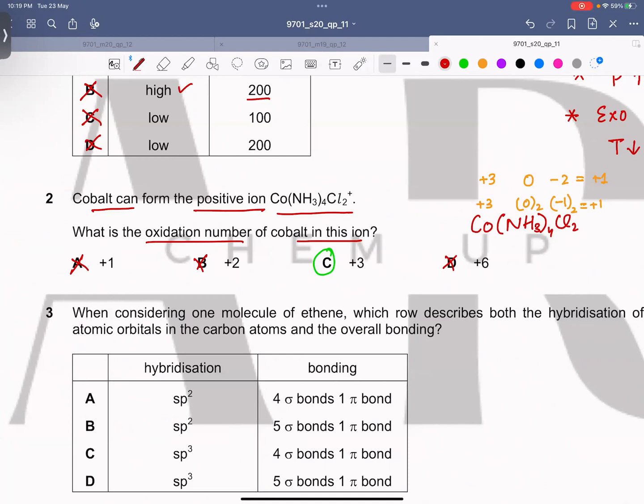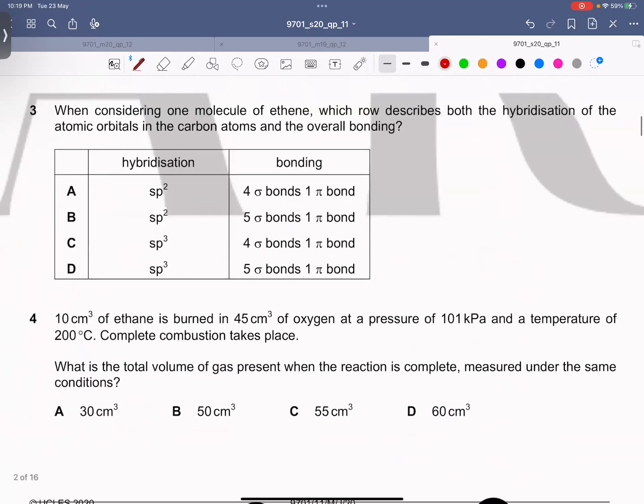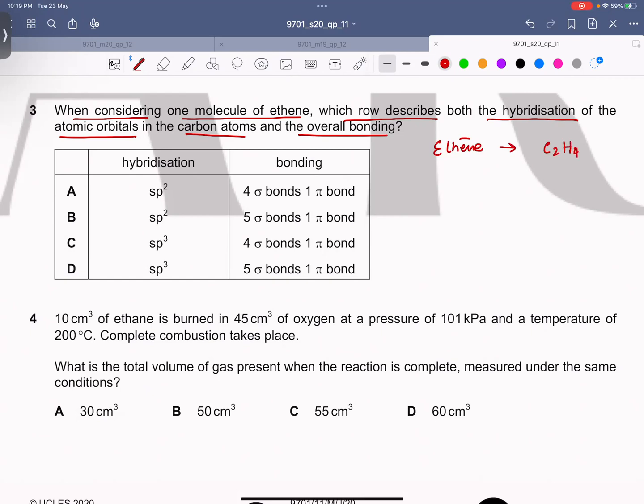Let's proceed to question number 3. When considering one molecule of ethene, which row describes both the hybridization of the atomic orbitals in the carbon atom and the overall bonding? Okay, so they are talking about ethene. I think everyone remembers the structure of ethene and the formula. It is C2H4, as it's an alkene, right?